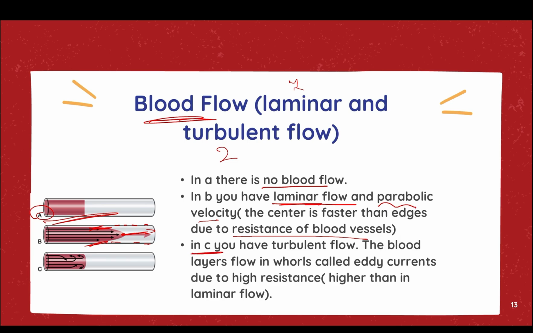Now in C, you have the turbulent flow. Turbulent flow is a whole other story. As you can see, the direction of the arrows, the direction of the blood, is making whirls here. These whirls are called eddy currents. What causes eddy currents? High resistance, which is higher than in laminar flow, but that's not the only reason.